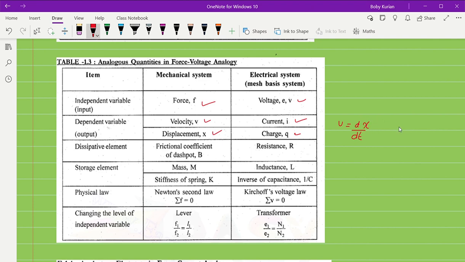In the same way, what is I? I is equal to dq by dt. I is related to charge as dq by dt.